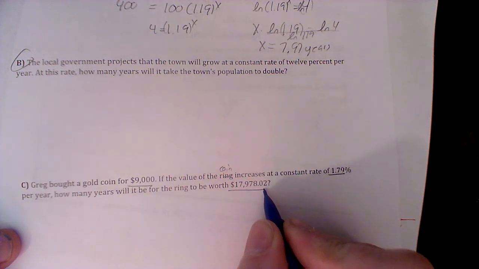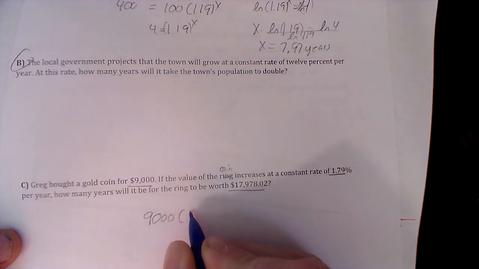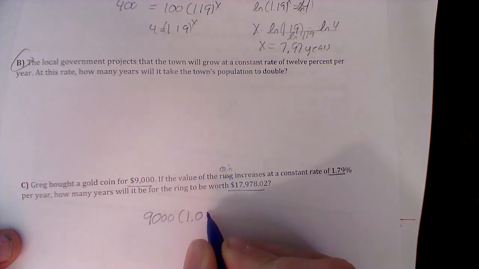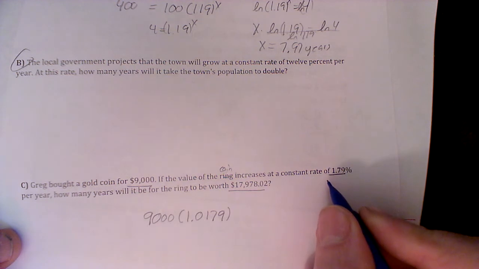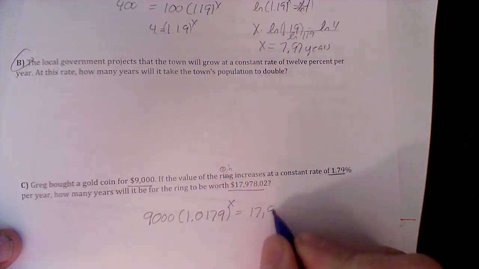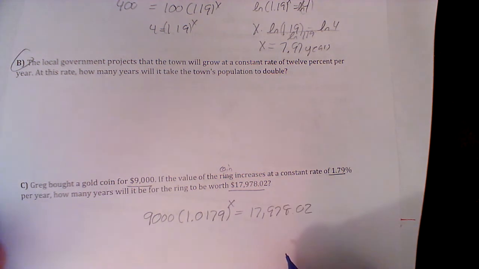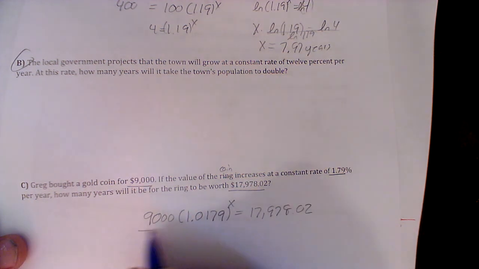Oh my goodness. Alright, so my start rate is 9,000. I grow at 1.0179. Remember, the decimal has to move over twice per year. It is going to take a really long time to reach this level. A really long time. But let's solve it.